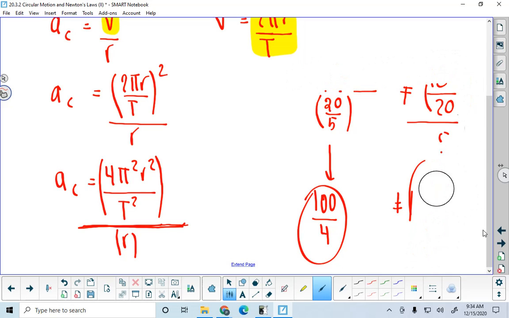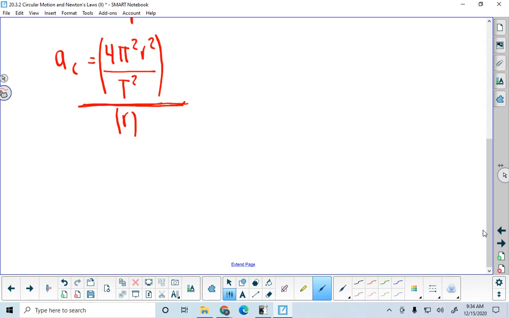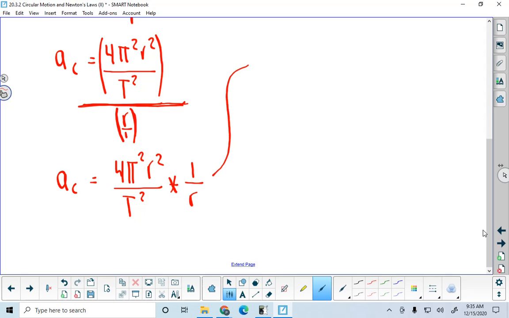So now how do we handle this? Well, if it were a Math 30 class, and it isn't, we have a different way of simplifying this. What we're going to do is write this r as r over 1. And remember that when you take one fraction, like 4 pi squared r squared over t squared, and divide by a second fraction, the rule in mathematics is that you multiply by the reciprocal instead. So instead of dividing by r over 1, we multiply by 1 over r. And now I get the centripetal acceleration equals 4 pi squared r squared over t r, because when you multiply fractions, you multiply across the top, you multiply across the bottom.